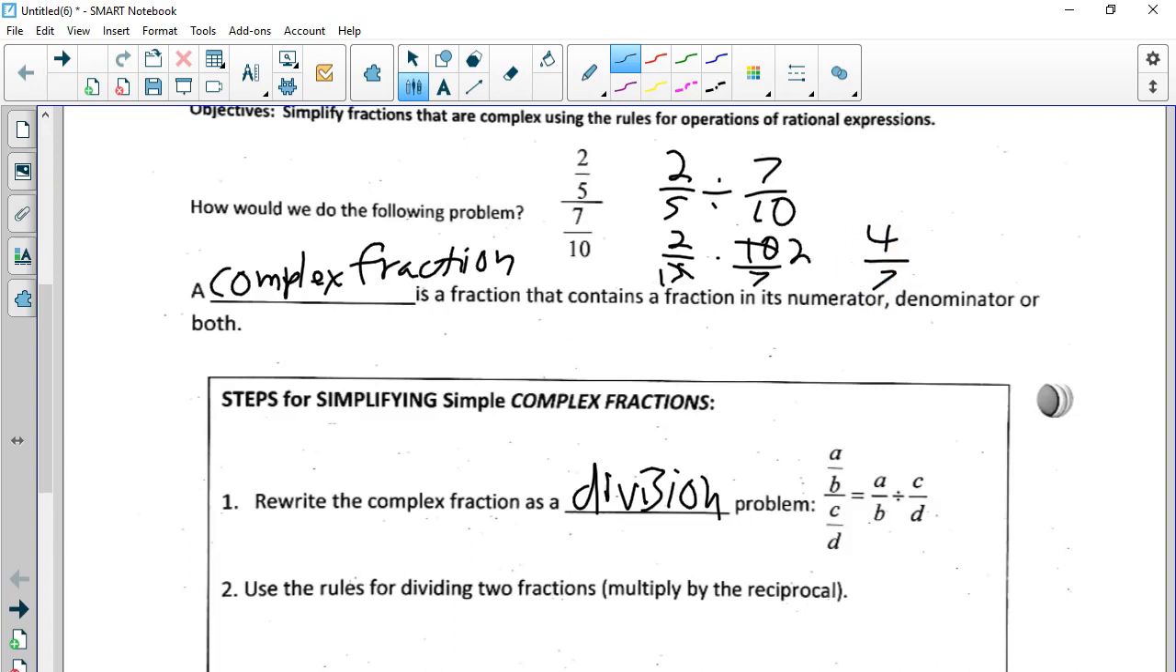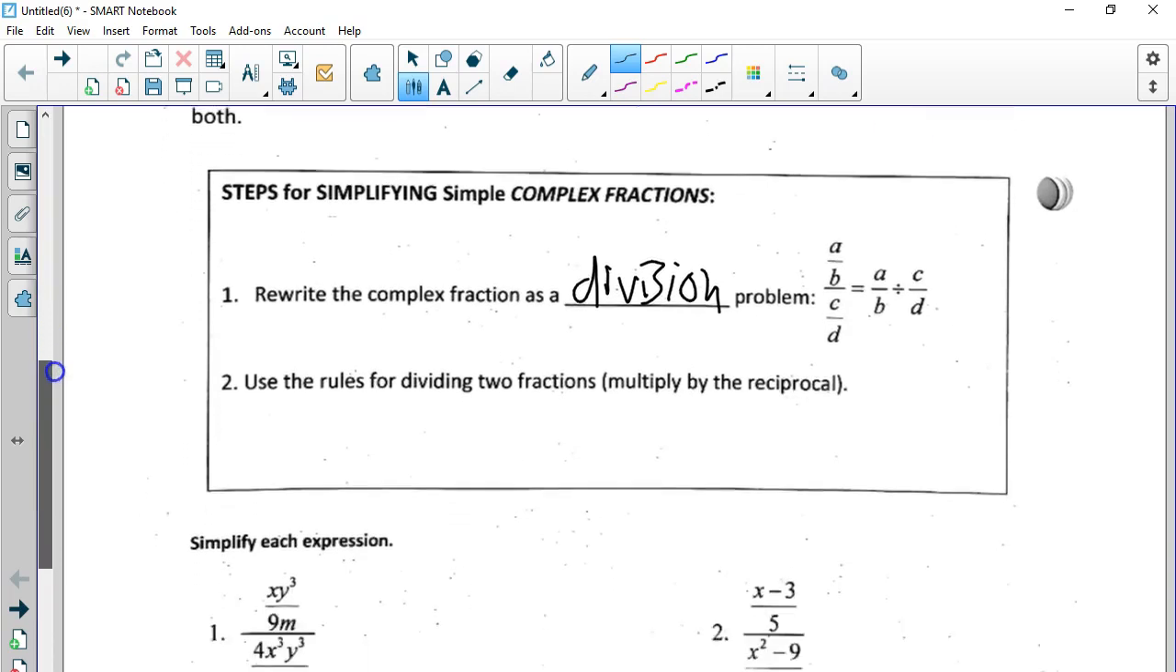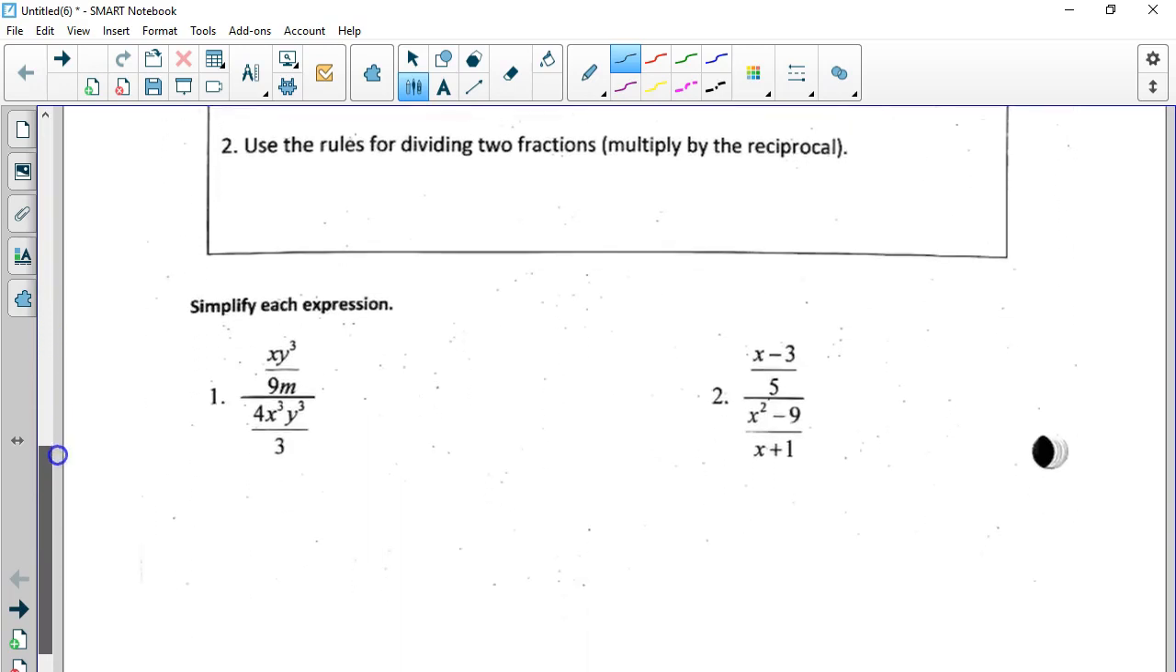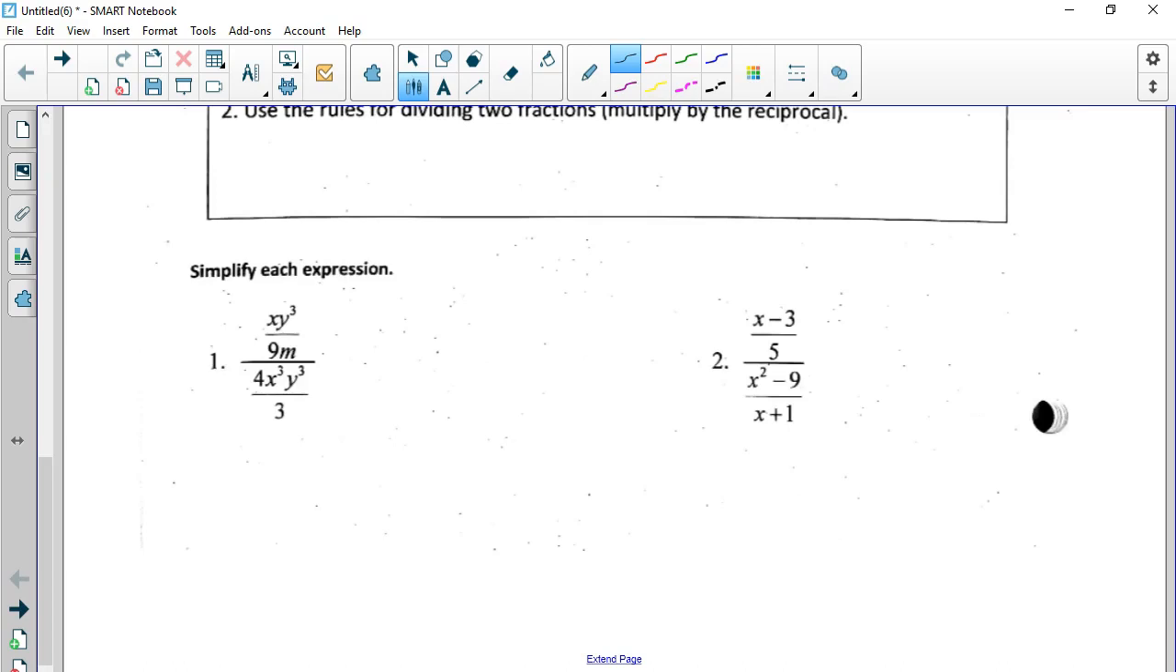Now again, if I didn't do that, I would have gotten 2 times 10 is 20, over 7 times 5 is 35, and then have to reduce by 5 and get my final answer of 4/7. I find it personally easier to cancel before multiplying because it keeps the numbers smaller and more friendly.